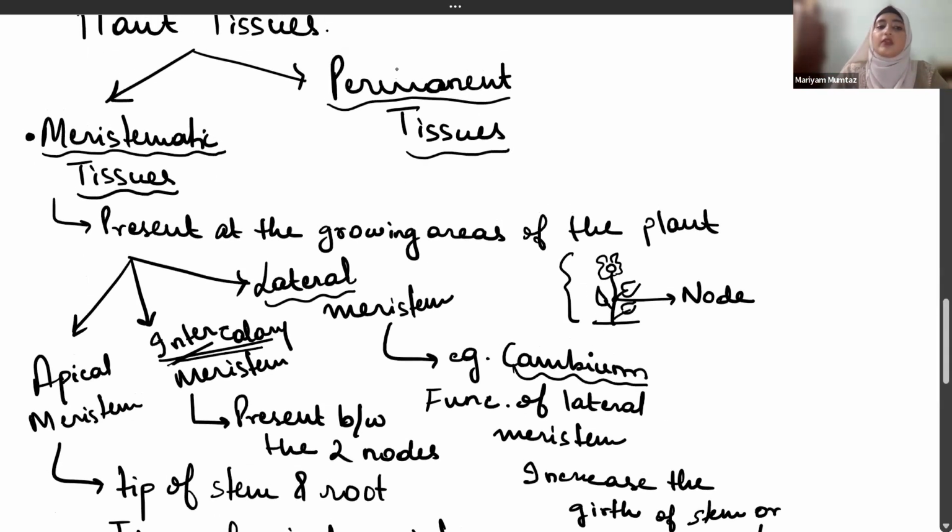Now, talking about the meristematic tissues. These are present at the growing areas of the plant. All those areas of the plant that are growing have meristematic tissues in them. And what is one property of meristematic tissue? It is that it keeps on dividing. It has the capability of division.